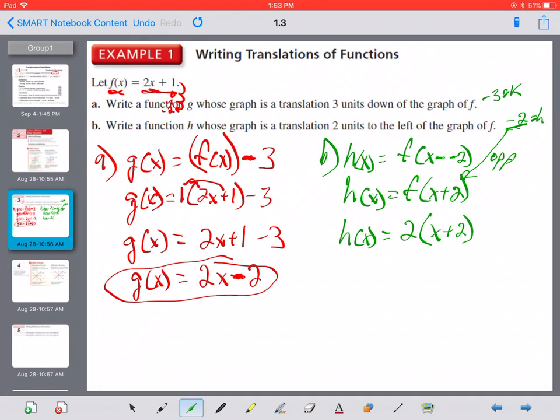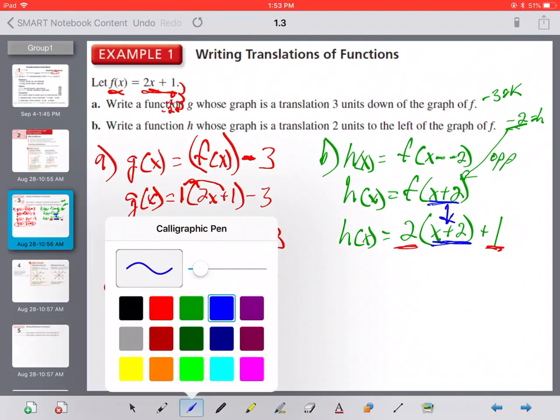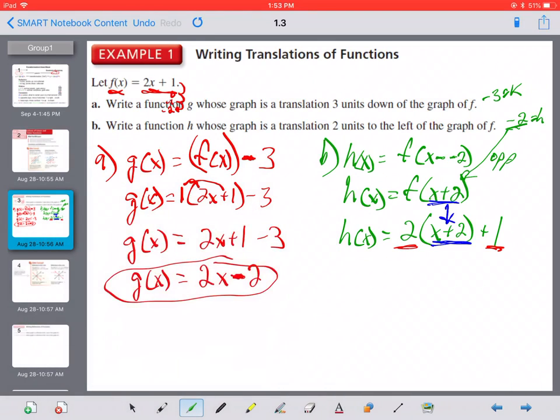Okay, so now h of x is going to be, now I've got the 2 from the original. Now instead of x, I'm going to put x plus 2, and then that plus 1. Underline all the original pieces. This is an original piece. That is an original piece. We have changed this part. Because we're doing f of x plus 2, we plug that in for x instead of just f of x.